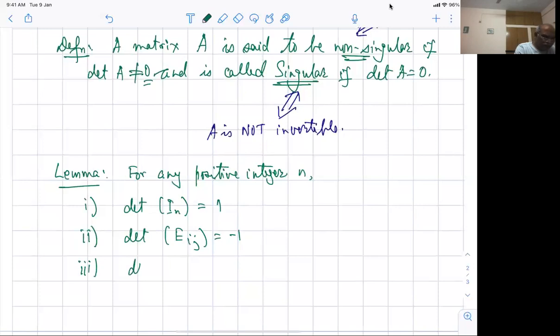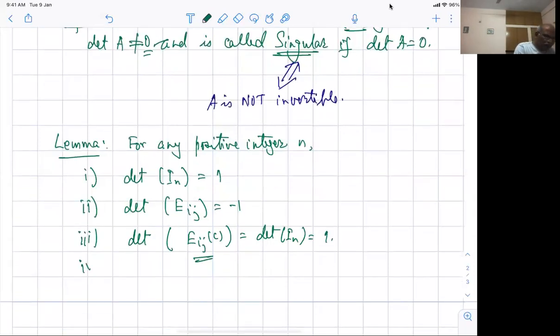3. The determinant of E_ij(c) will be the determinant of... E_ij(c) means that you are adding c times the jth row to the ith row. So there's no change as such, because when you have a vector here, you add it, you just shift it on a parallel line, so the height of the parallelogram remains the same, the base remains the same, so the determinant remains the same. All right, so it will be the determinant of the identity itself, which will be 1.